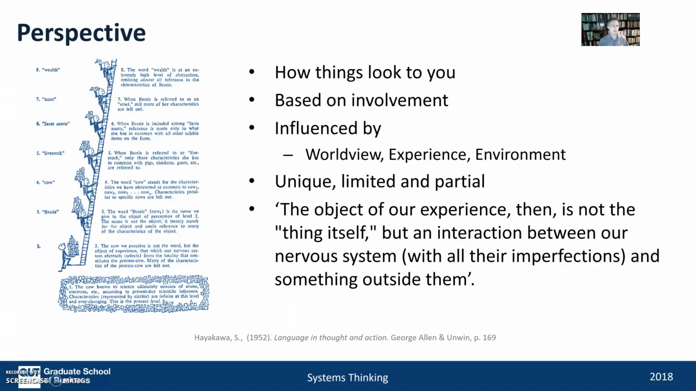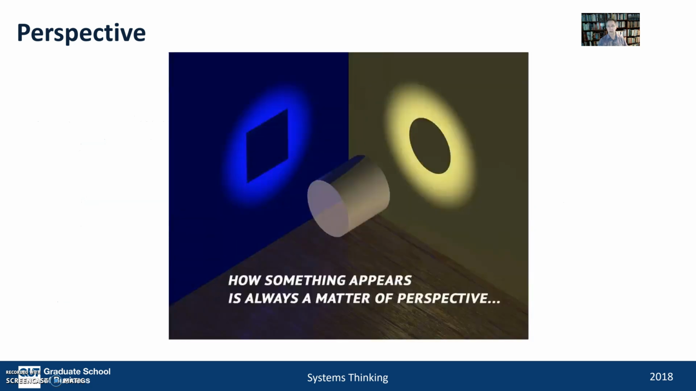So perspective determines how you look at something. It's based on your involvement. It's influenced by your worldview. It's influenced by your experience in your environment. However, we need to recognize that it's quite unique. It is necessarily limited. It is partial and incomplete. The object of our experience then is not the thing in itself, but the interaction between our nervous systems, with all their imperfections, and something outside them. So ultimately, perspective plays a determining role in the way we think.